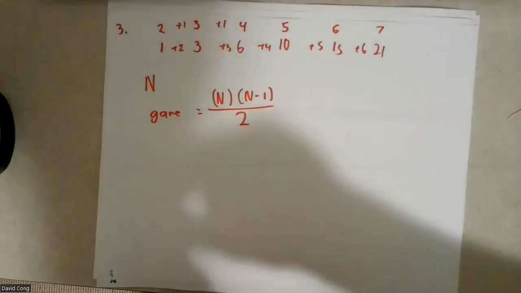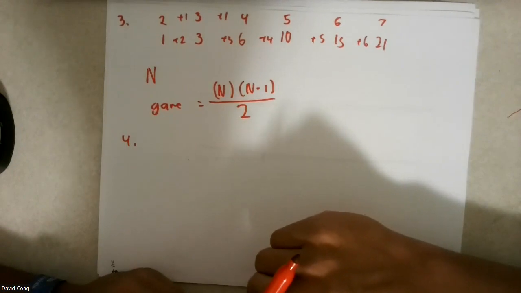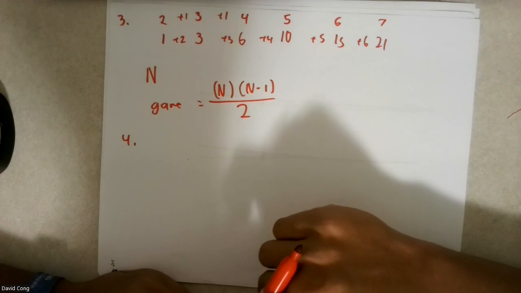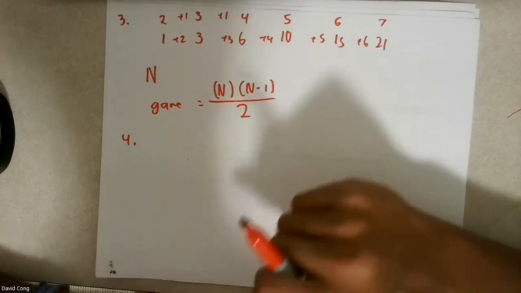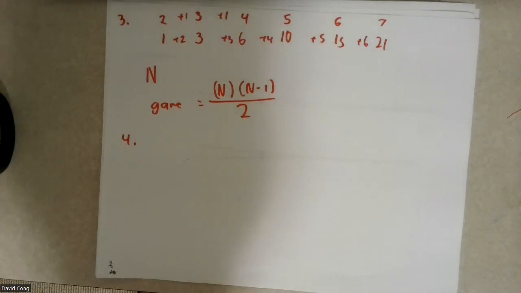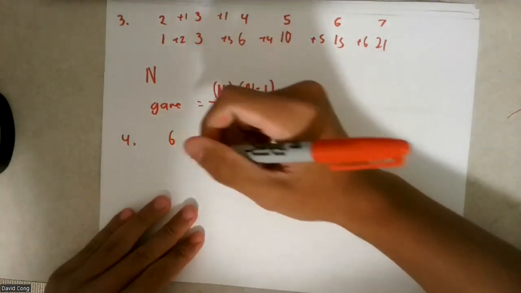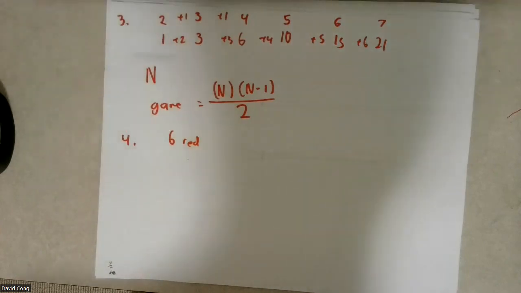Number 4. So, in a jar of red, green, and blue marbles, all but 6 are red marbles. So what does this tell us? All the marbles, except for 6, are red. There are 6 red. All but 8 are green.